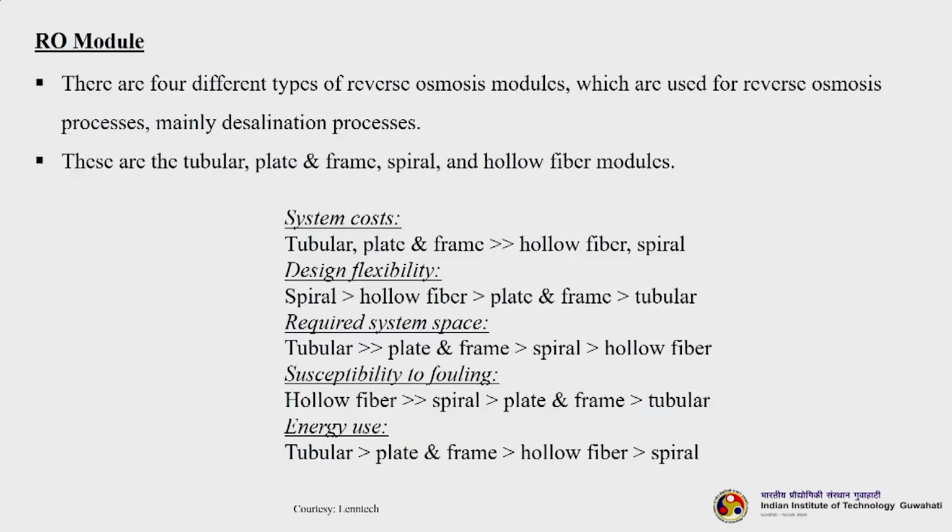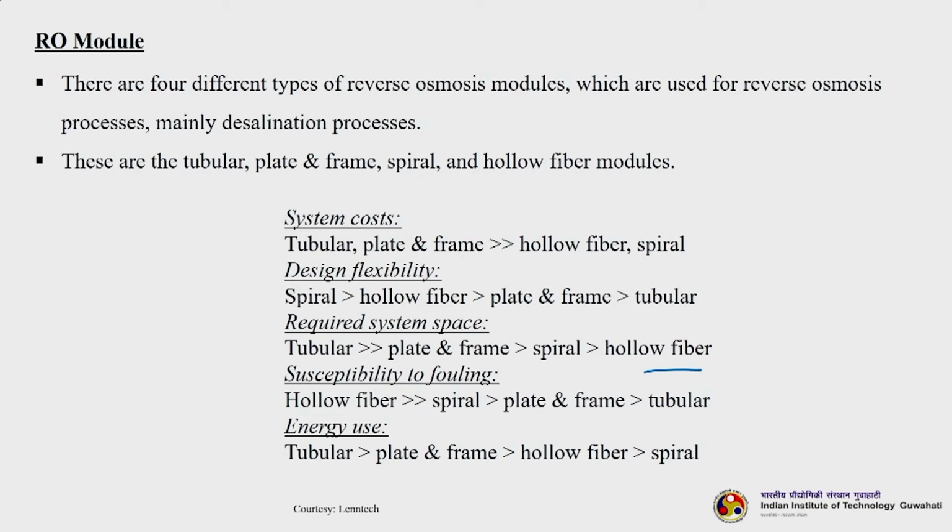Now, let us quickly understand the different RO modules. There are 4 different types of RO modules used for reverse osmosis processes, mainly desalination applications. These are tubular, plate and frame, spiral and hollow fiber. We have discussed all these, but since under every membrane process, whether it is RO, microfiltration or ultrafiltration, we will discuss this briefly, you need to understand which particular membrane module is good for which particular membrane application.